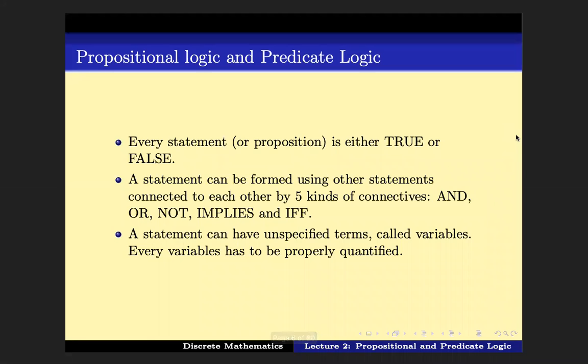Sir, I have encountered one particular statement like "this statement is false." So will this be true or false? Okay, good. Let me finish this class, and you will understand what it means. You will be able to answer this question, whether this statement is true or false. It all depends on certain things that we will see, what implies what and all.